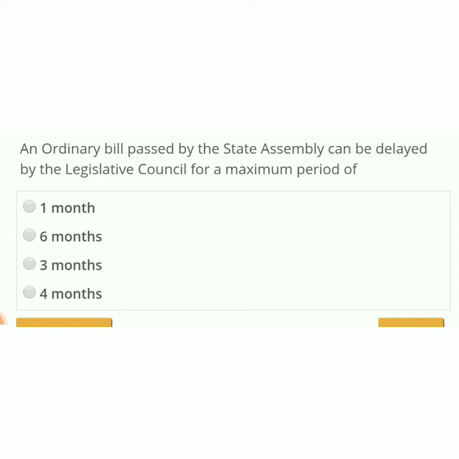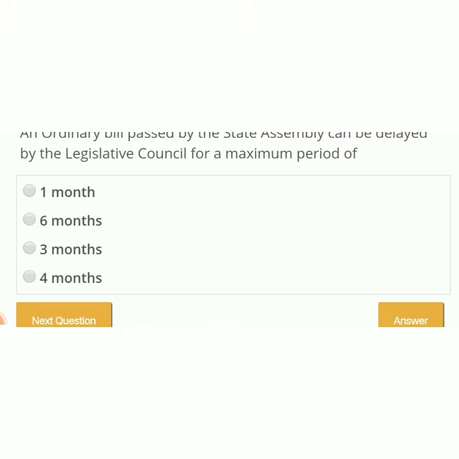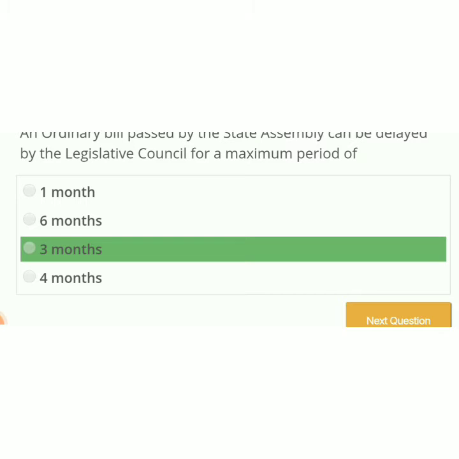Next question. An ordinary bill passed by the State Assembly can be delayed by the Legislative Council for a maximum period of? The options are 1 month, 6 months, 3 months, 4 months. The correct answer is 3 months.